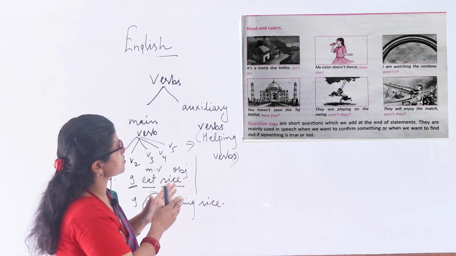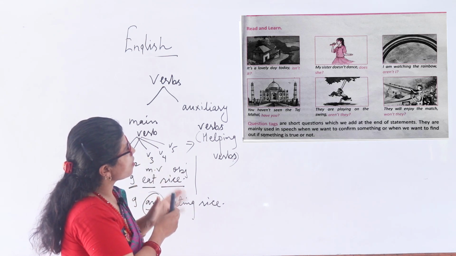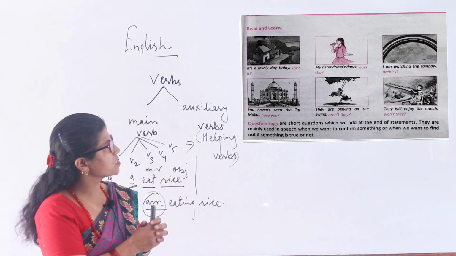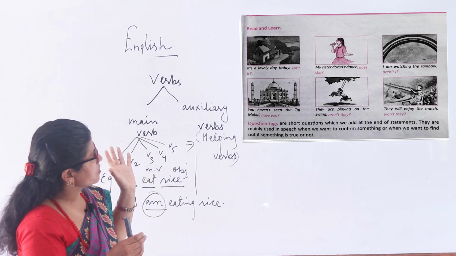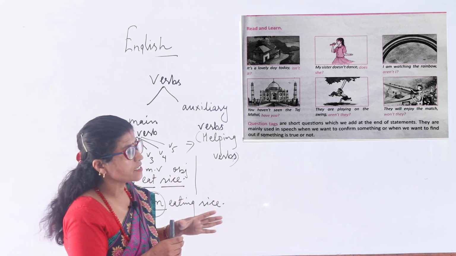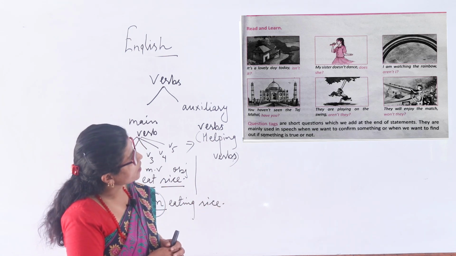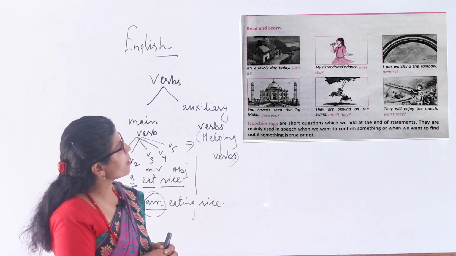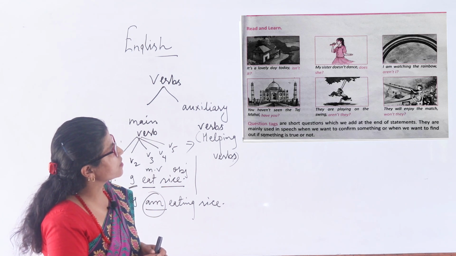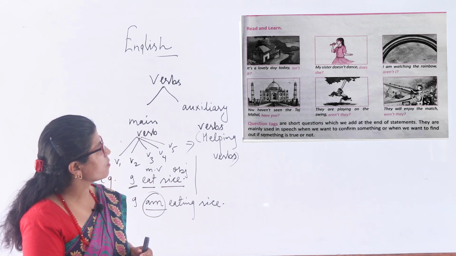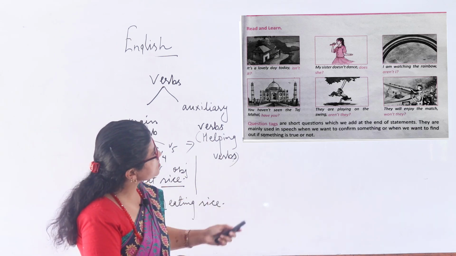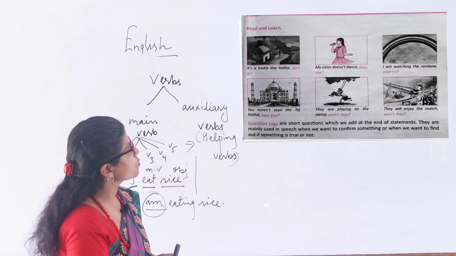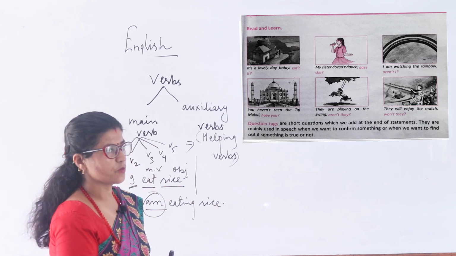In the first, it's a lovely day today is a positive statement. It is not negative. It's a lovely day today, and the tag is what? Negative, isn't it? So the not form is used. And in another sentence you can see my sister does not dance, does she? So from this we can say that question tags are short questions which we add at the end of a statement.